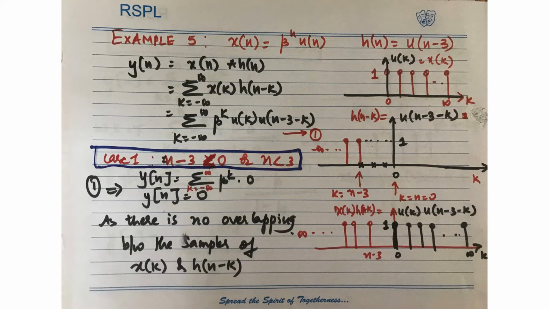Now, as in the previous case, you first sketch u of k and u of n minus 3 minus k. Then for the first case, n less than 3, you need to move u of n minus 3 minus k towards left. That is, n minus 3 less than 0. So in that case, none of the samples of both the signals are overlapping. Therefore, the convolution sum y of n is 0 for the first case.